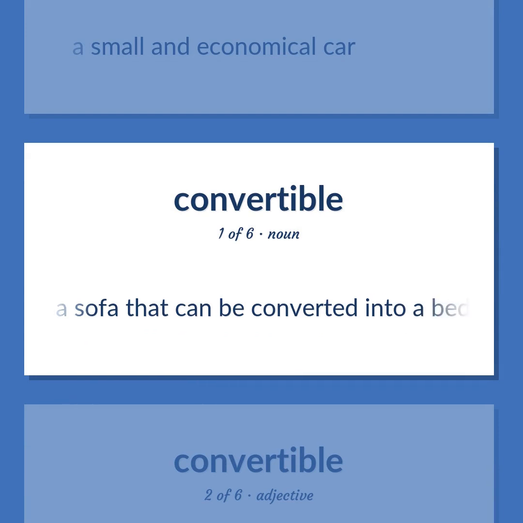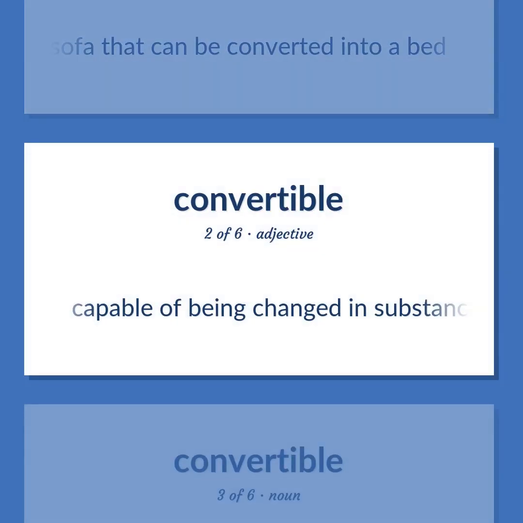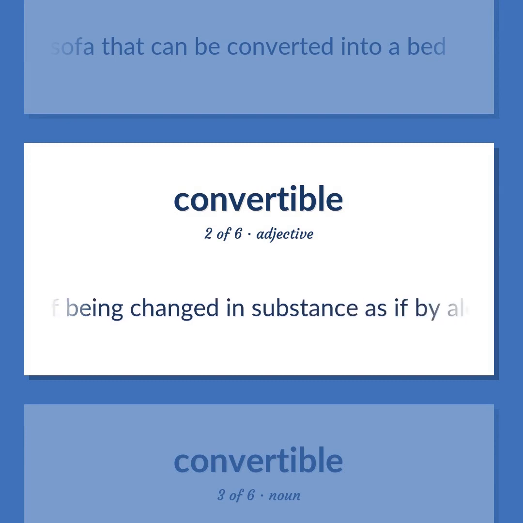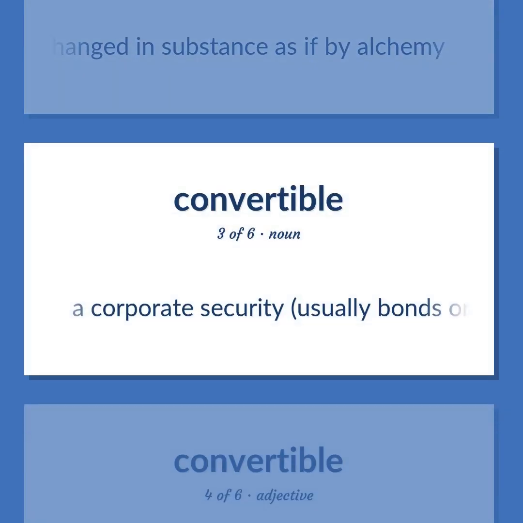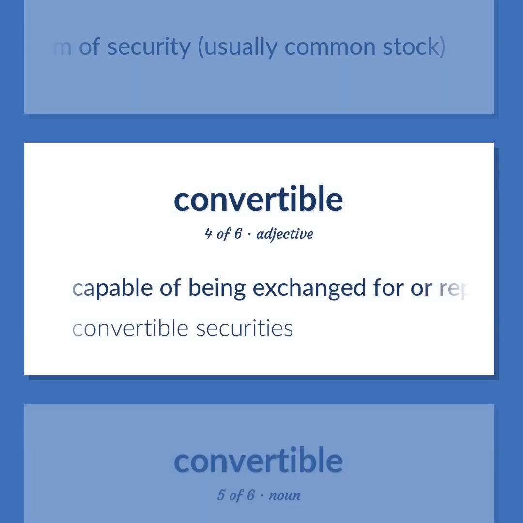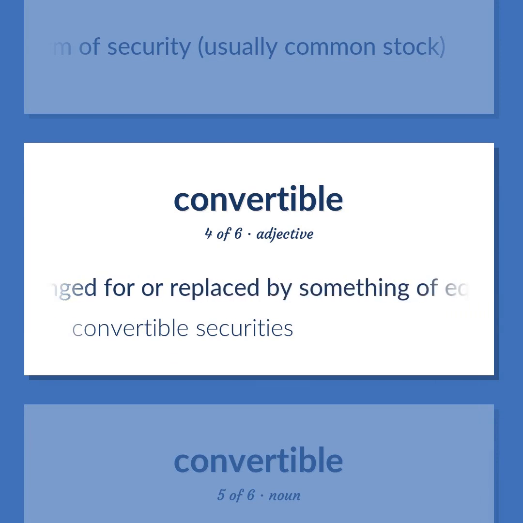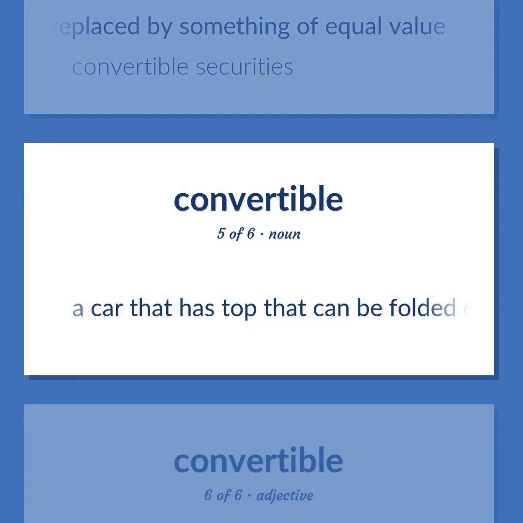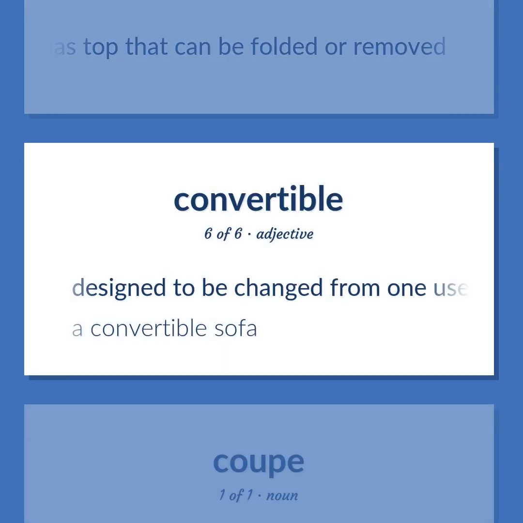A sofa that can be converted into a bed. Capable of being changed in substance as if by alchemy. A corporate security, usually bonds or preferred stock, that can be exchanged for another form of security, usually common stock. Capable of being exchanged for or replaced by something of equal value. Convertible securities. A car that has top that can be folded or removed. Designed to be changed from one use or form to another. A convertible sofa.